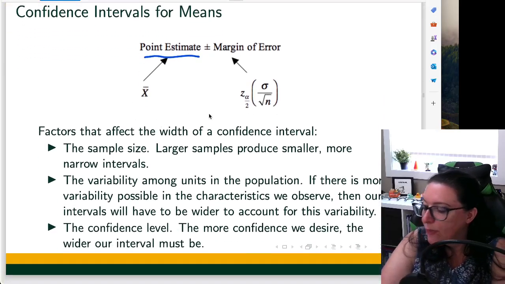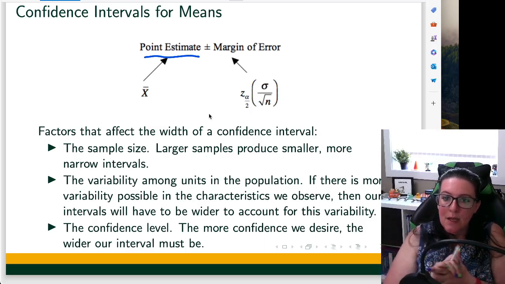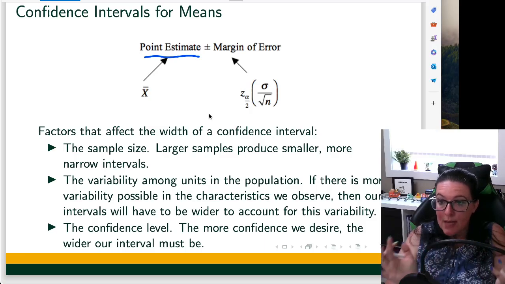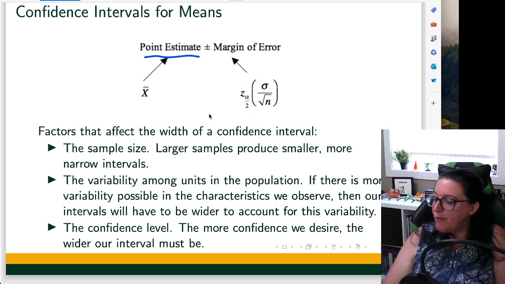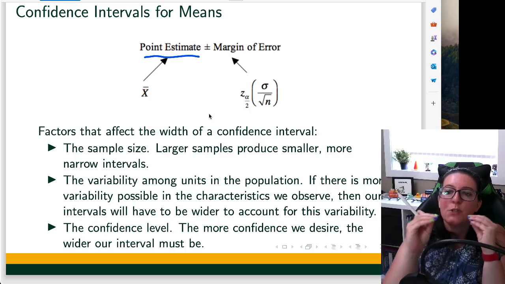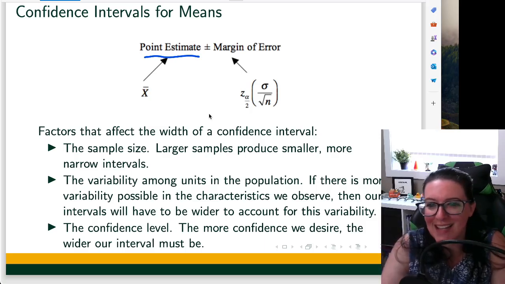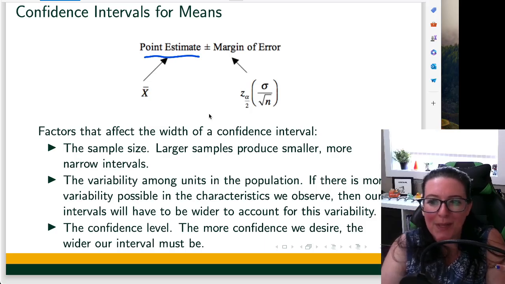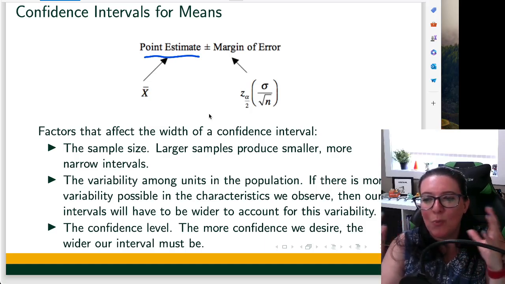So just a note that the width of the confidence interval is going to be impacted by three things. The sample size. The larger the sample size, what that's going to do is divide by a bigger and bigger number, shrinking the margin of error. So remember, if your sample is your population, so you have a census, then your sample statistic is your population parameter. There is no margin of error. Your point estimate is spot on.